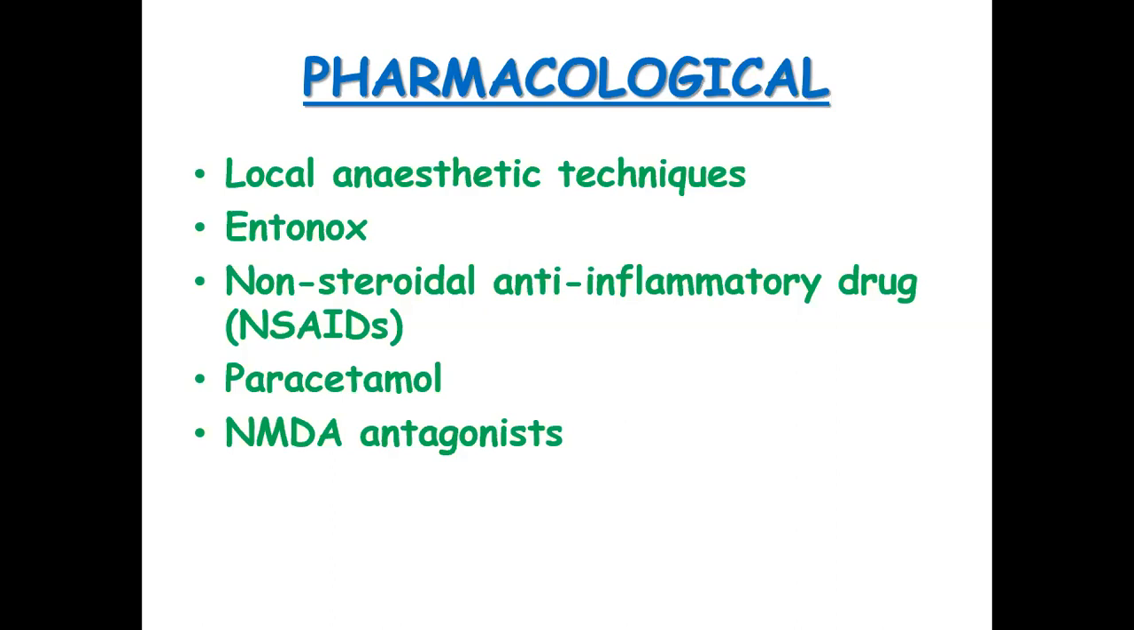Another is the Entonox, which is 50% nitrous and 50% oxygen, and it is mostly used to provide relief from the labor pain. NSAIDs are very popular drugs, but the problem is that in anesthesia we are supposed to use the drugs through the parenteral routes.